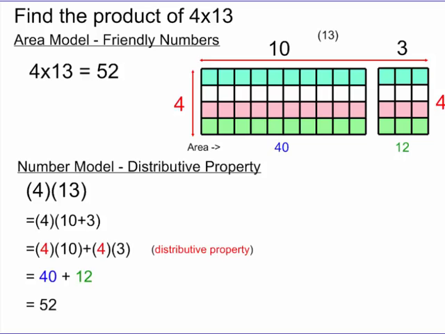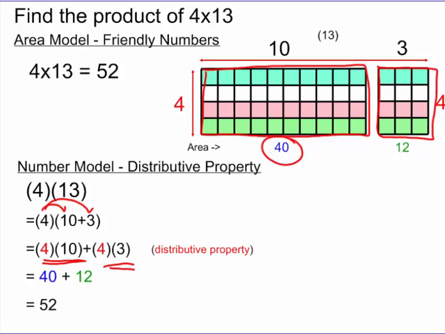The distributive property says that I can distribute that 4 to both the 10 and the 3. And what you'll notice here is 4 times 10, well, that's this piece right here. 4 times 10 is the area of the larger rectangle. And then 4 times 3, that's the second rectangle right here. If I evaluate those pieces, I end up with 40 plus 12. And again, I get the same result, 52.